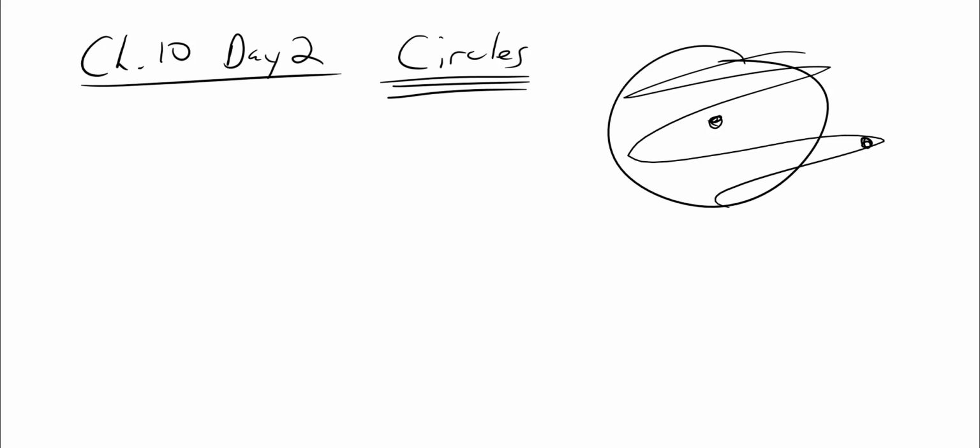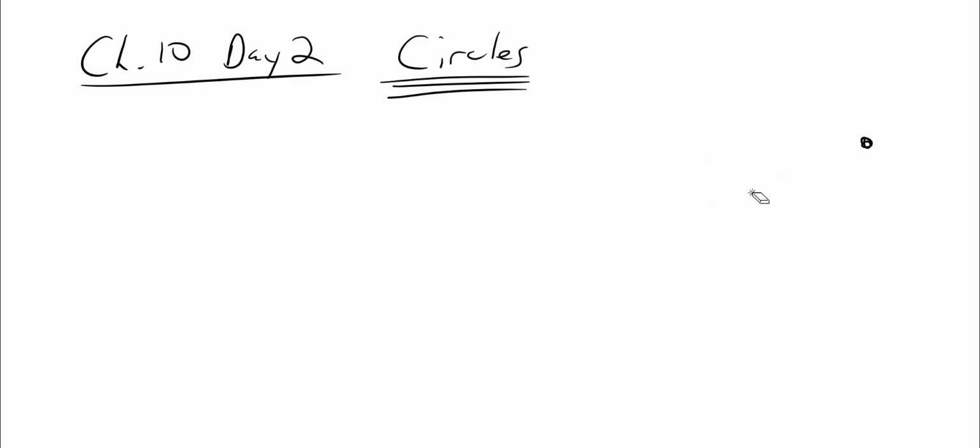All right, so we're going to talk about drawing circles. We're going to talk about equations of circles. So let's get started here. First of all, here is the general form of a circle. It looks a little complicated. (x minus h) squared plus (y minus k) squared equals r squared.